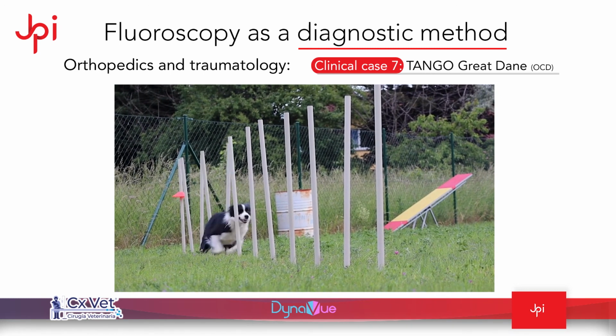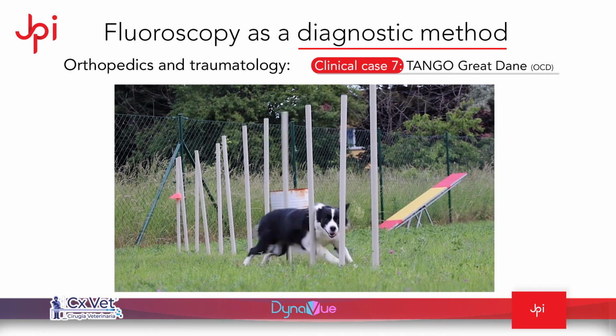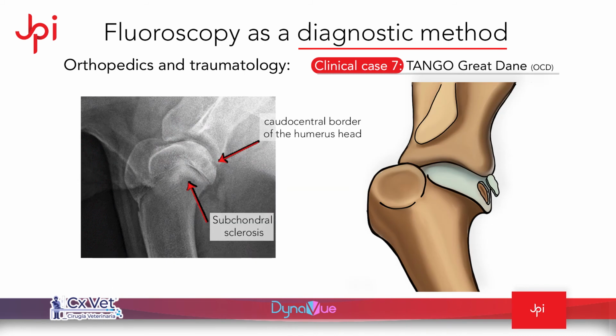One of the predisposing factors is a diet rich in energy and calcium. Observe the radiolucent lesion in the condylar central border of the humeral head, marked with the black arrow. It is also common to find a subchondral sclerosis area below the injured area marked with the red arrow.